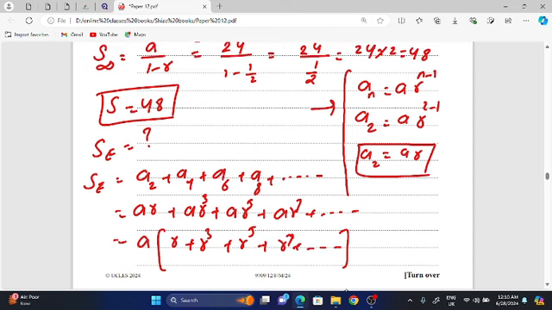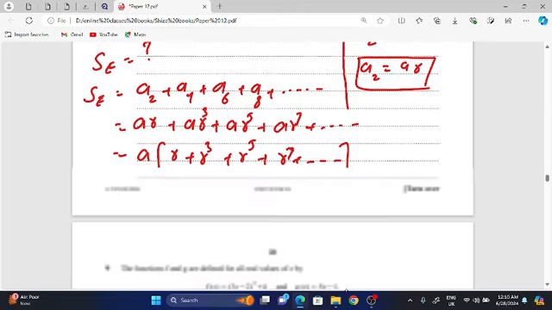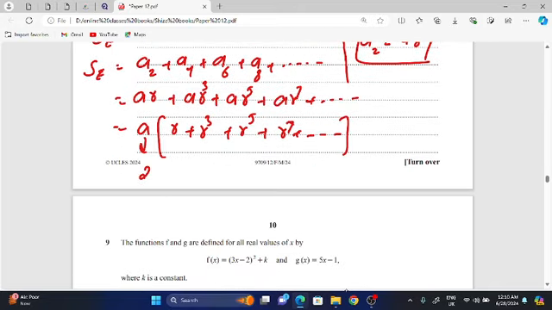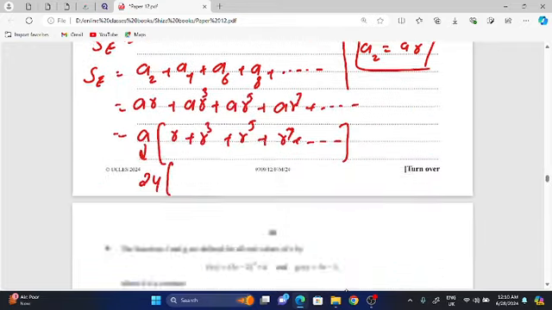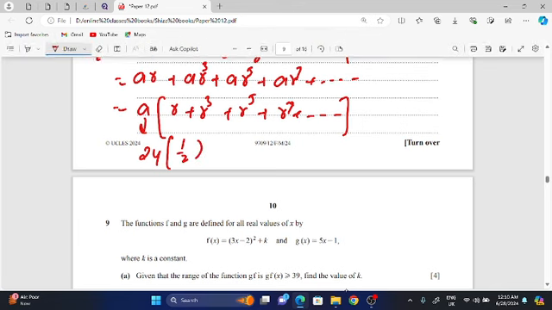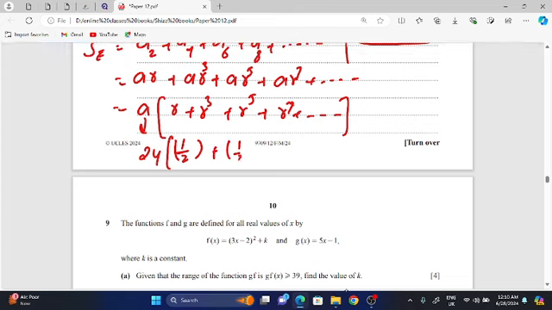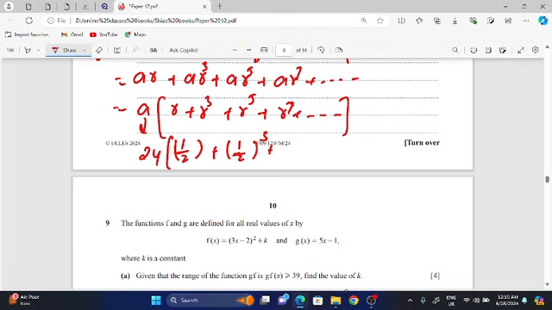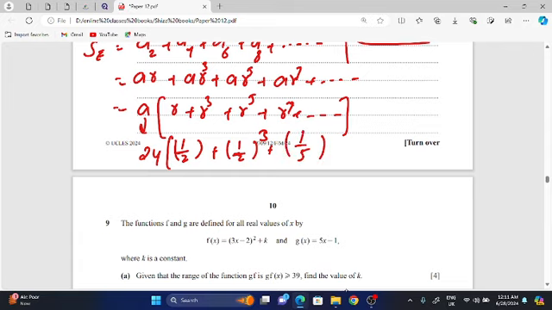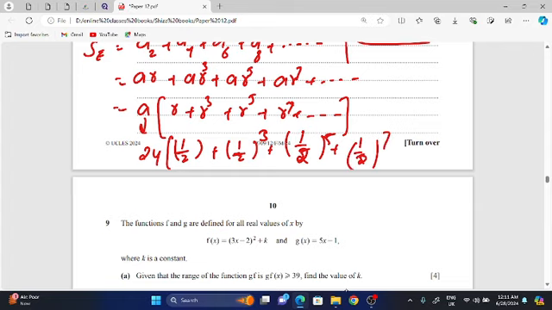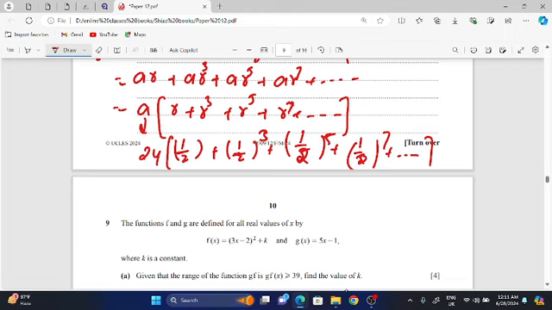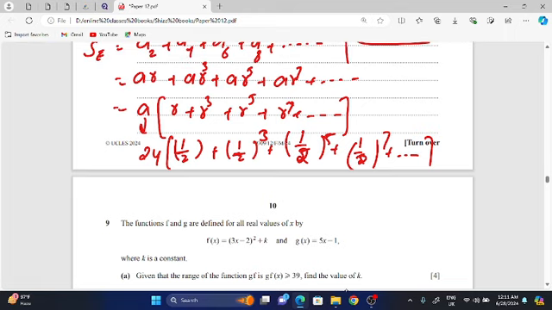Now the value of A is the first term, that is 24. So at the place of A I can write 24. What could be the R? R would be the common ratio, which is already known to me. It is 1/2. So I can write 1/2 plus 1/2 cube plus 1/2 to the power 5 plus 1/2 to the power 7 plus so on. Once I solve it, I'm able to get the answer.